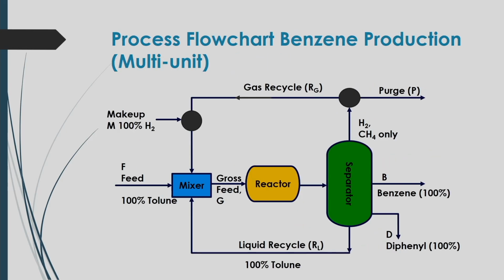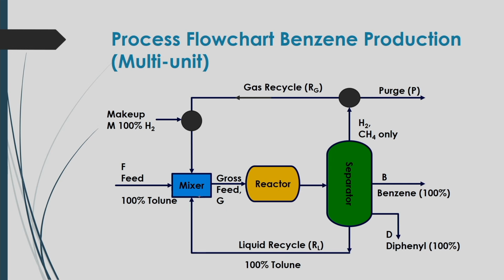Similarly, consider the process flow chart for benzene production. This is a multi-unit process, where more than one unit may be involved. Here you will see units like mixer, reactor, separator, and also a divider, and then also a mixer. In the flow chart we can represent all the units used for this particular process like this, and for each unit you have to express what the input and the output will be.